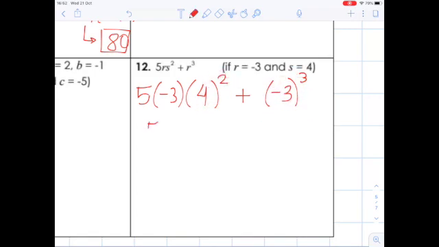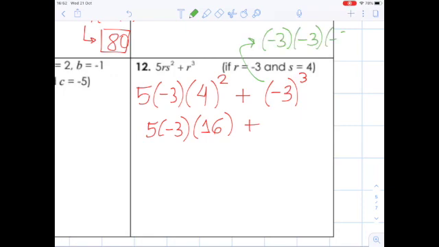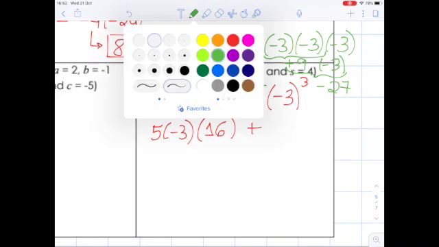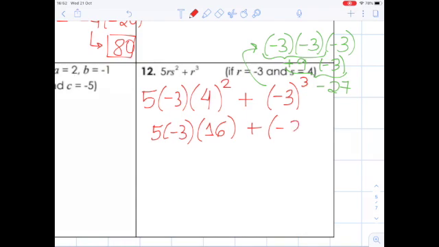The first thing I'm going to do is solve the exponents. So this is going to be 5 times negative 3 times 4 squared, which is 16, plus negative 3 squared. Let's stop a minute and think about negative 3 cubed. It means negative 3 times negative 3 times negative 3. Negative 3 times negative 3 is going to give you positive 9 times a negative 3. So if you have a positive 9 times a negative 3, this is going to give you a negative 27. So this result over here would be minus 27.